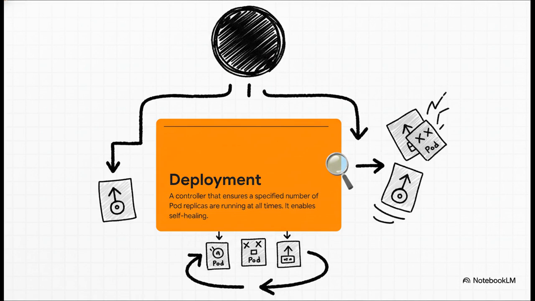Think of the deployment as a supervisor whose only job is to make sure you always have the right number of pods running. We call these replicas. If a pod dies, the deployment sees it happen and instantly spins up a new one to replace it. This is the magic behind Kubernetes' self-healing powers.